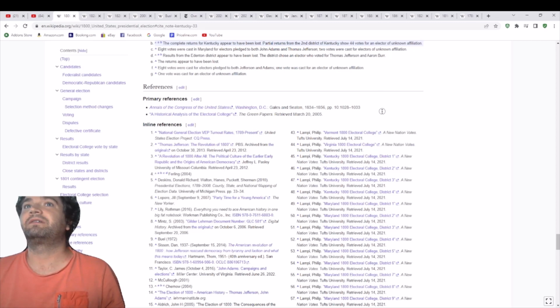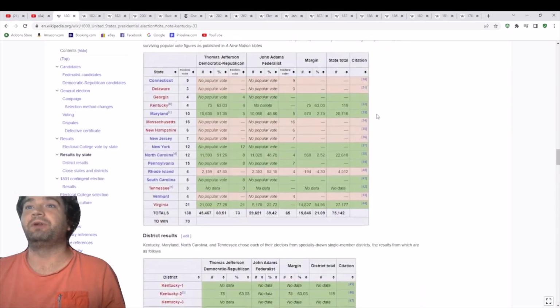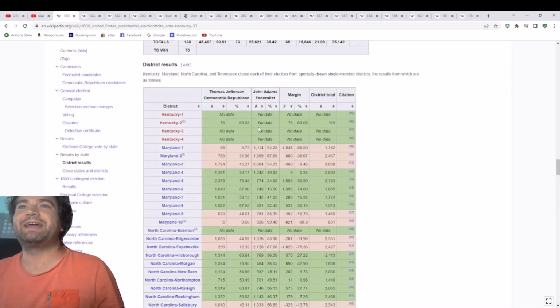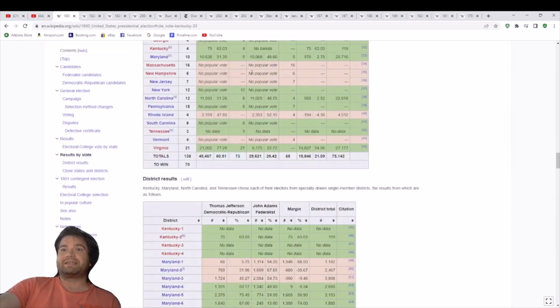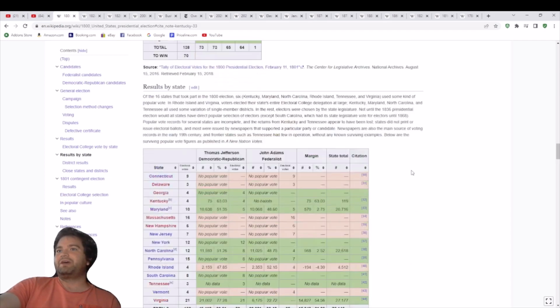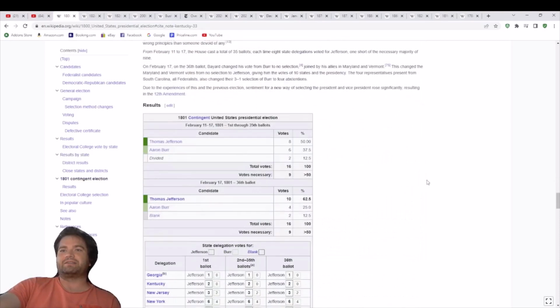For an elector. Alright, so there were 44 votes for who knows. So all we know is that 75 people voted for Thomas Jefferson in the Kentucky 2nd. Which, let's just guess, was Lexington. Alright. But look at all these things that didn't have a popular vote at all. They just got decided by the legislature. This changes over time. But anyway, what we're interested in here is the contingent election.